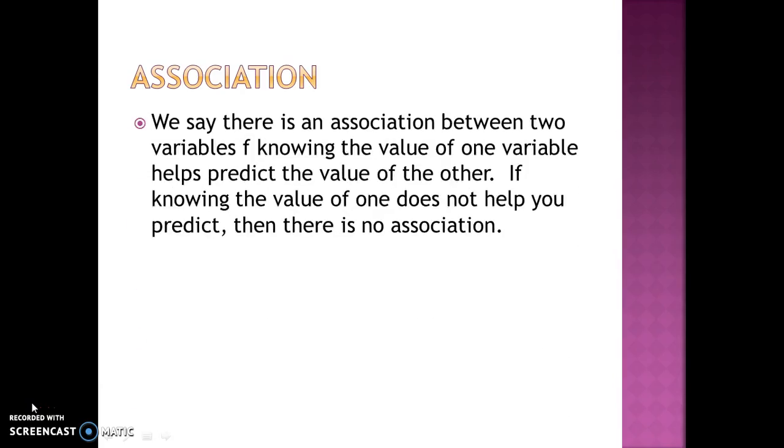Last slide, association. What is association? We say there's an association between two variables if knowing the value of one variable helps predict the value of the other variable. If knowing the value of one does not help you predict, then there is no association. All right, we're going to do some problems with this and talk about this topic a little bit more.